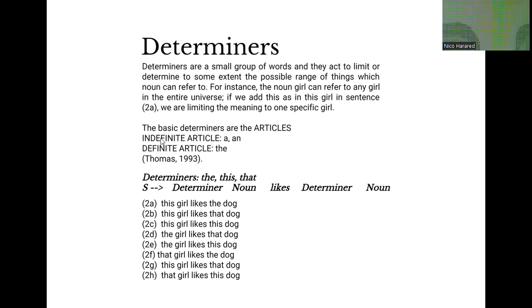So the basic determiners are articles. We have indefinite articles such as an or a, and also definite articles such as the, according to Thomas. Determiners are also words like this, or that. For instance, we have determiner plus noun plus likes plus determiner plus noun.